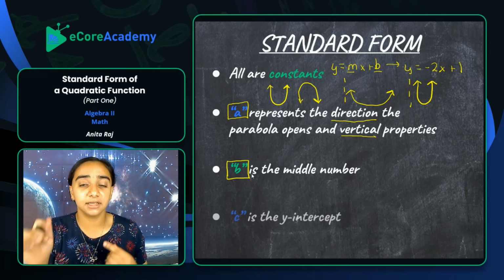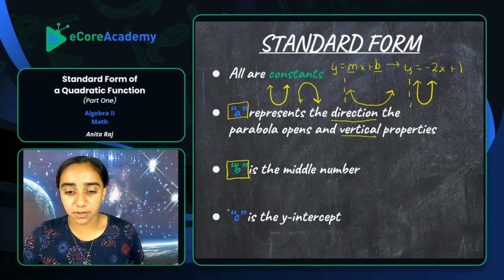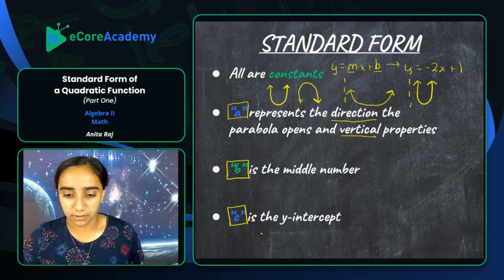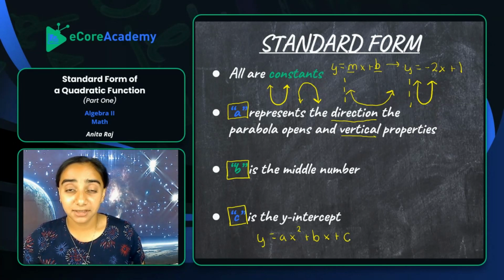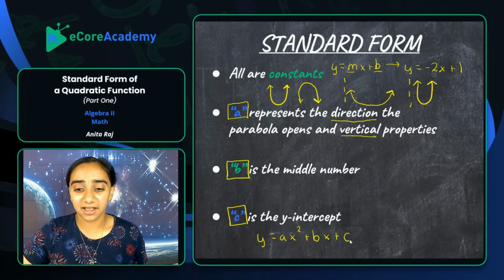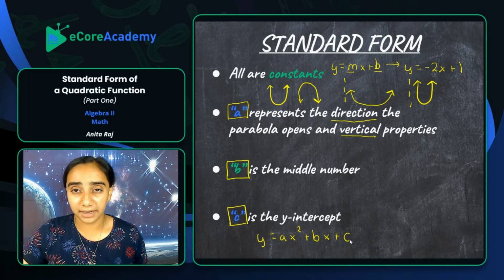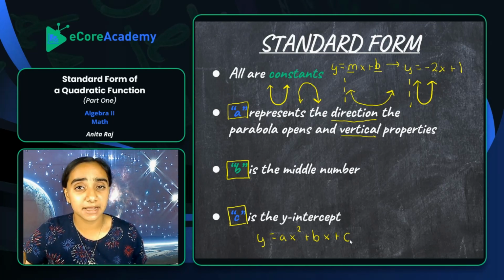And lastly, c is pretty important. c is the y-intercept. So let me just write standard form out for you down here. Standard form is y equals ax squared plus bx plus c. If you see, c doesn't have any x term. It's all by itself. So c is the y-intercept. If you don't remember what y-intercept is, it's where the function touches the y-axis. It's when x equals 0.